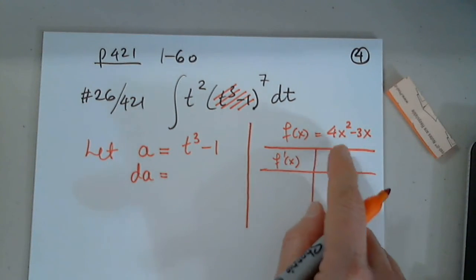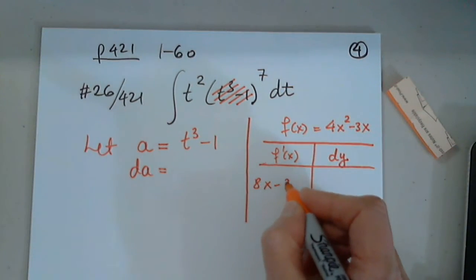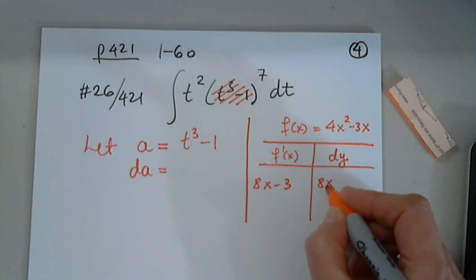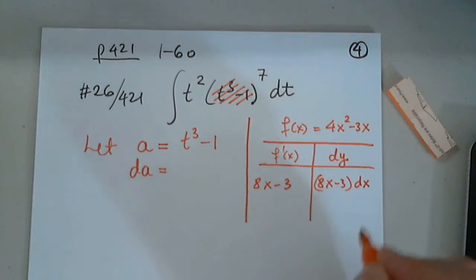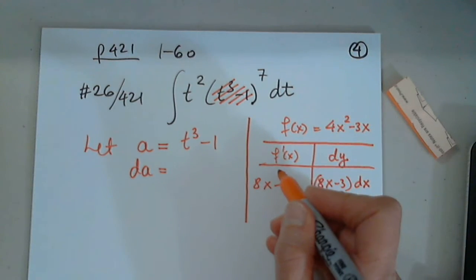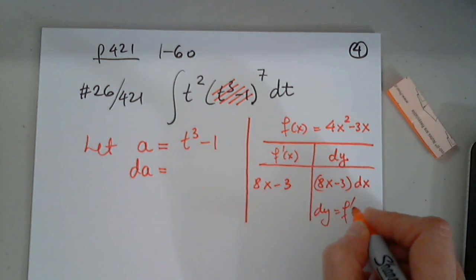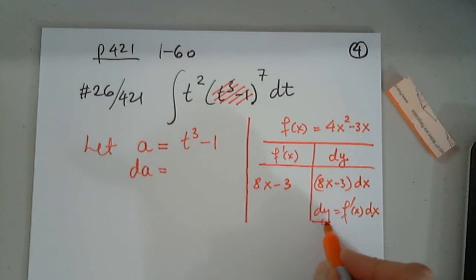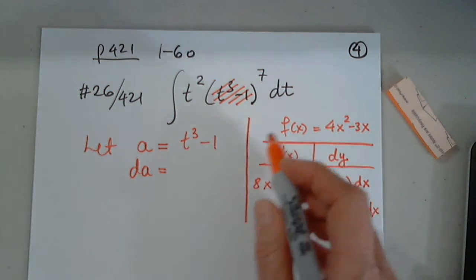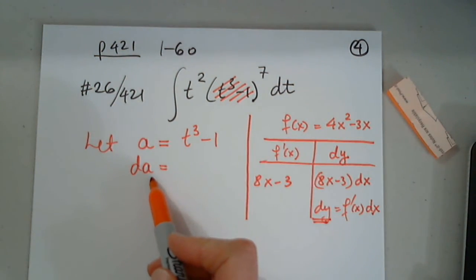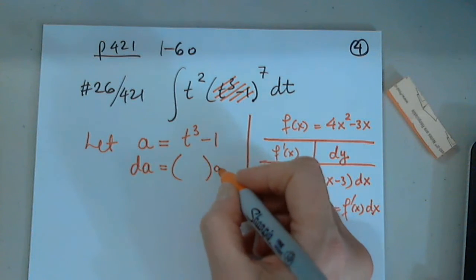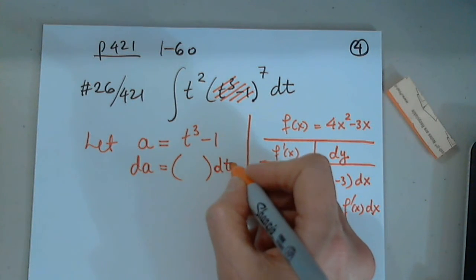What was f prime equal to? I know you're going to tell me 8x minus 3. But what is dy equal to? You will definitely have to say 8x minus 3 times dx. Because f prime is just the derivative, but dy is not the derivative. dy equals f prime of x dx is the differential of the function f of x. Why am I putting the side note here? For this. So I have to differentiate what A equals to, and that will have to be multiplied by dt.